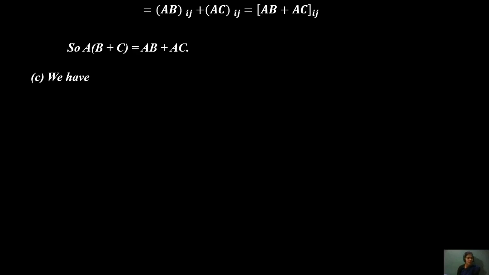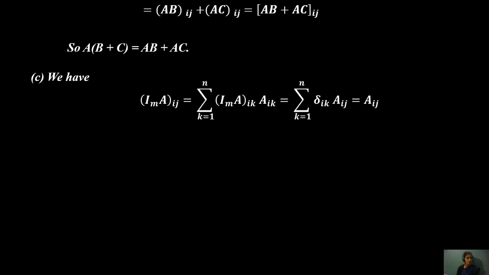After that, for part c, we have (Im A)ij equals the summation k equals 1 to n of (Im)ik Akj, which equals the summation of delta ik Akj, equal to Aij.